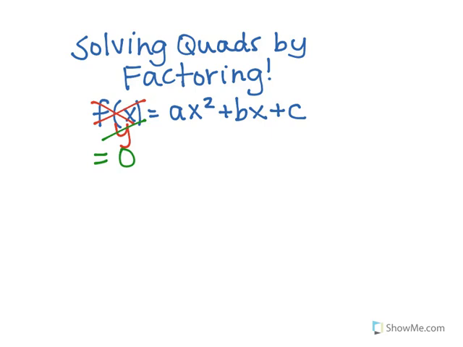If you're missing a term, you still make sure that the exponents are in order: 2, 1, and then this one doesn't have an exponent. So it's just your constant, or just your number.